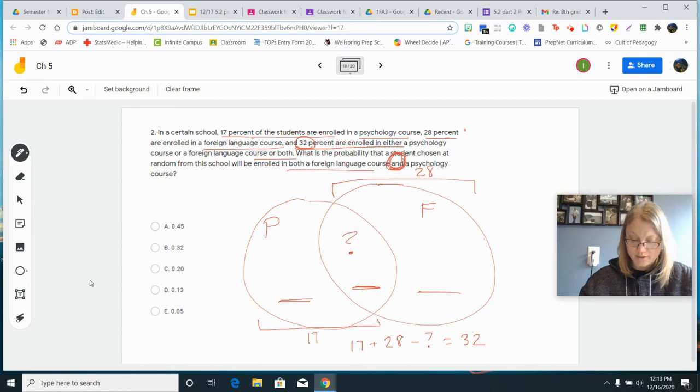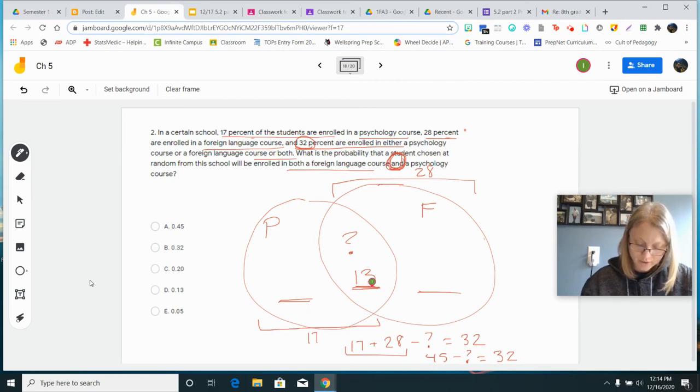So if I just solve for the question mark here, these two together is 45 people minus what number would give me 32. So the difference between 45 and 32 is 13 people. So my question mark has to be 13. So that if I put 13 in the middle, I can double check.